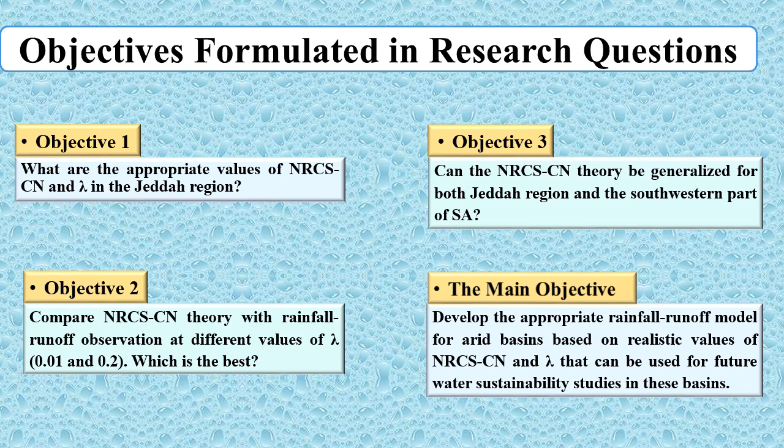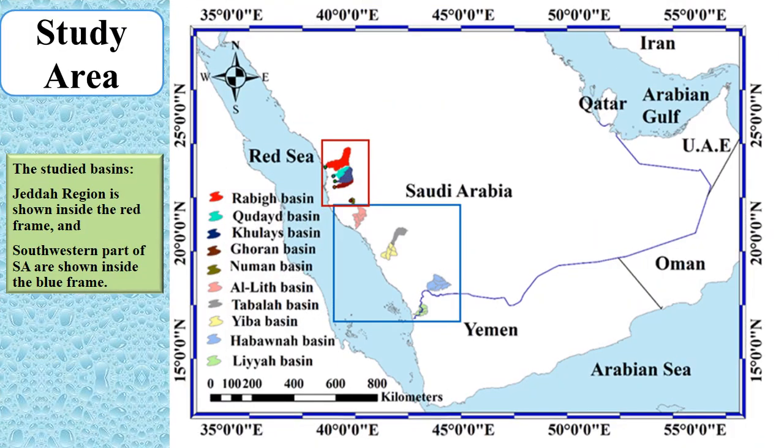So the main objective of these questions is to develop an appropriate rainfall runoff model for arid basins based on realistic values of CN and lambda that can be used further on for water resources development or sustainability issues in the area.